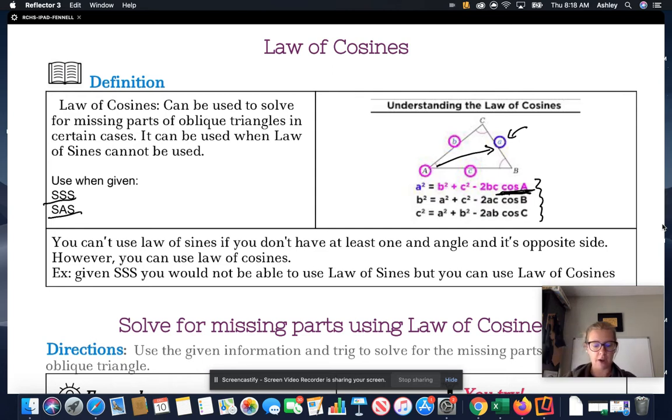Now, if, however, we started with side B, right? Maybe we're starting with side B over here, then at the end of my equation will be cosine B, opposite the side that's on the other side of the equation. So remember, angles and their opposite sides always have a special relationship, right? This is the thing we know about triangles. That angle dictates how big or small that side can be. So when you're setting up your Law of Cosines equation, you're always going to take your opposite side and your opposite angle. Those will be on opposing sides of the equal sign, okay?